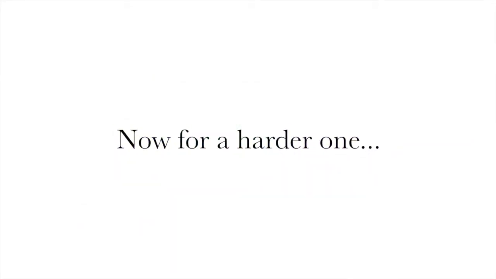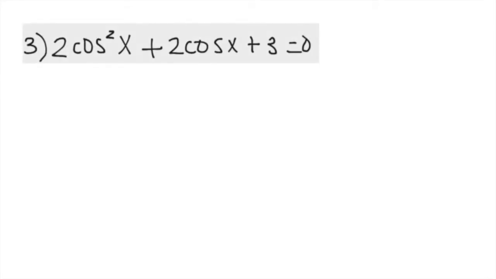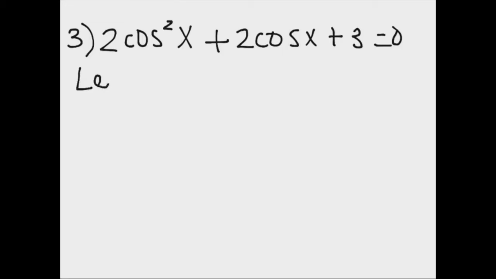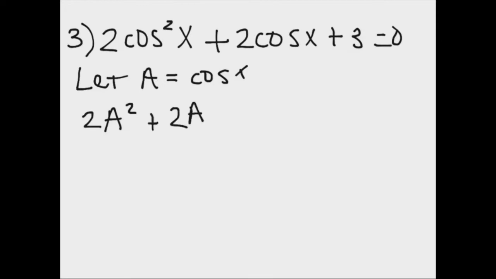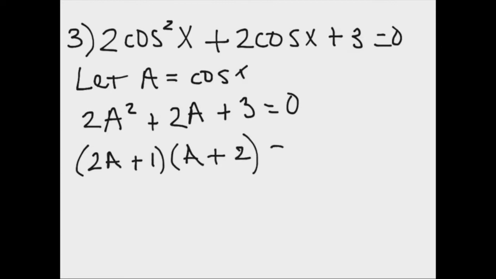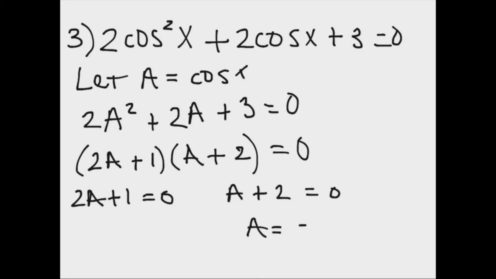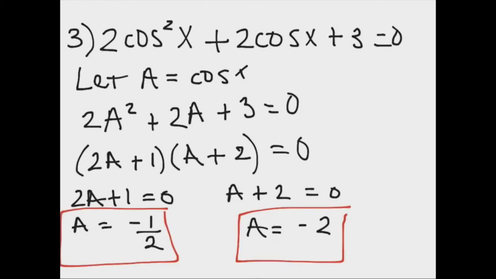Now for a harder one. For this example, we would have to use our knowledge of factoring. So we start by letting a equal cos x. This way we are able to see the equation in a more familiar way. Treating it like a quadratic equation, we can now factor, leaving us with 2a plus 1 multiplied by a plus 2 equals 0. We then set both brackets equal to 0. The values of a then become -2 and -1/2.